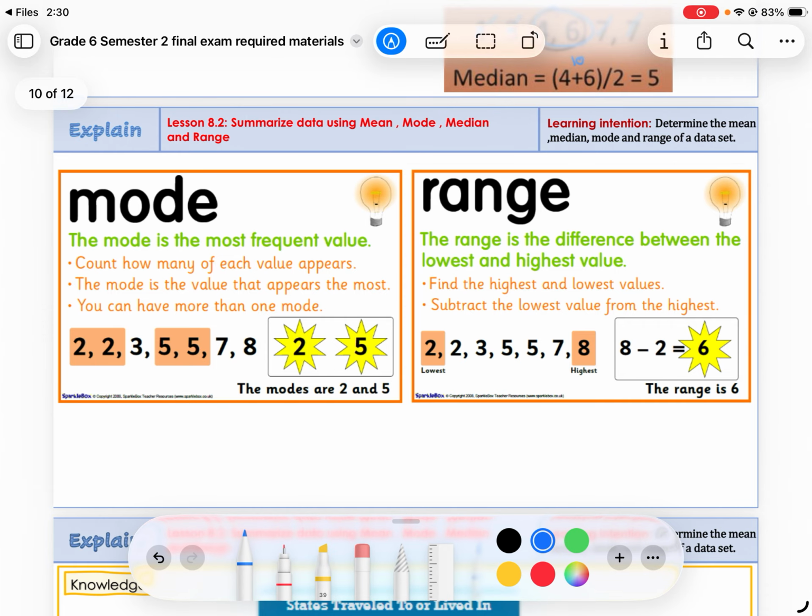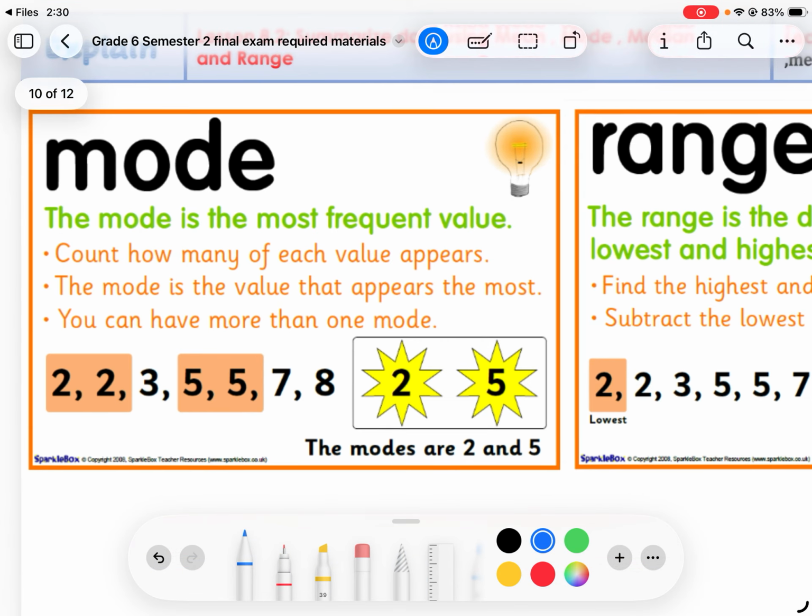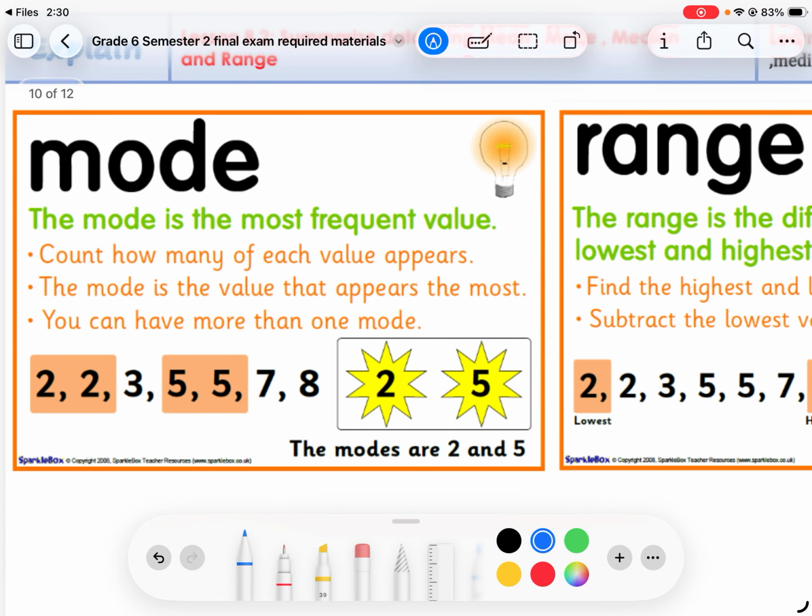And now, number 3, moving on to the mode. The mode, you guys, means the most frequent. What does frequent mean? It means most repeated, the value that appears most often. So this is the meaning of the mode, the most frequent value. For example, here I have a data set, and I can see that I have 2 2s and 2 5s. That means my modes are 2 and 5.